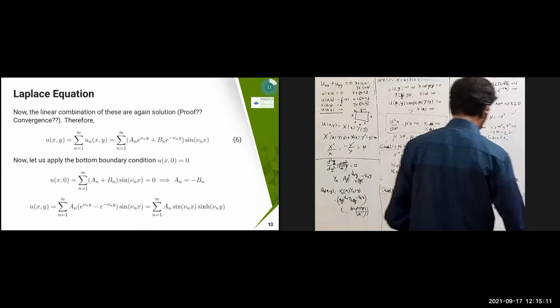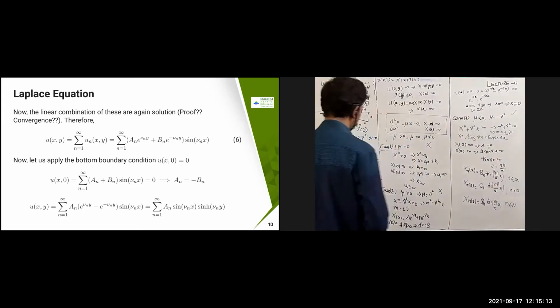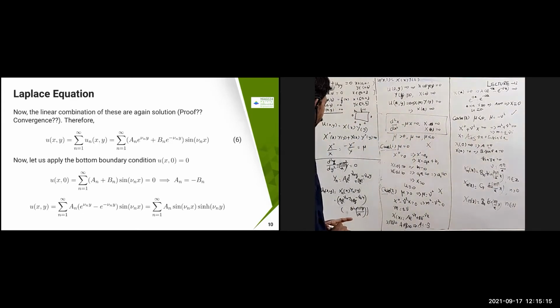Now again do the same thing whatever you did for the heat equation and wave equation. Since this is a solution, if you take a linear combination, that is also going to be a solution. So I can take an infinite linear combination, so I can just put a summation here, and that is also going to be a solution. Now these two conditions are not used so far, so that one you can find.